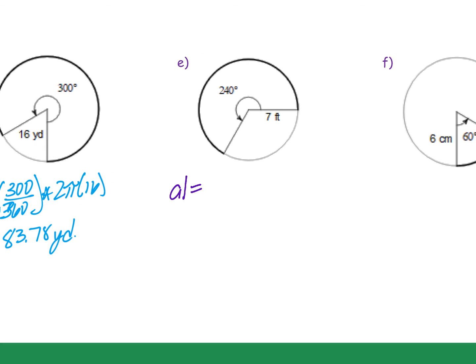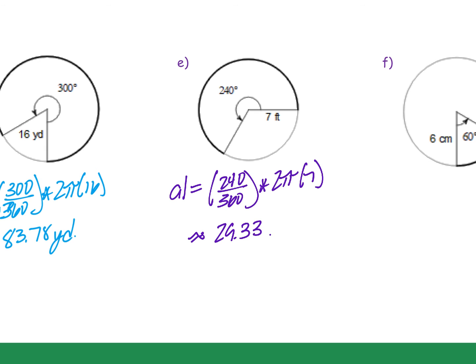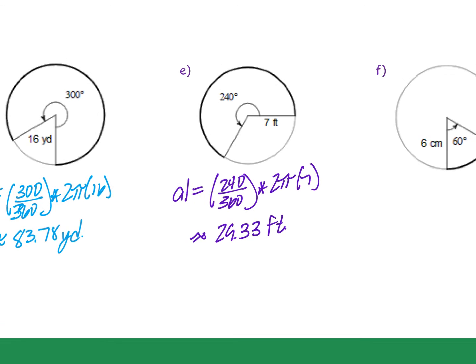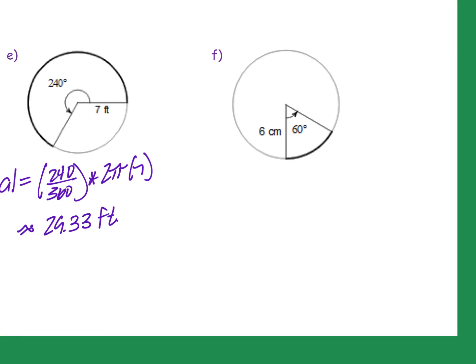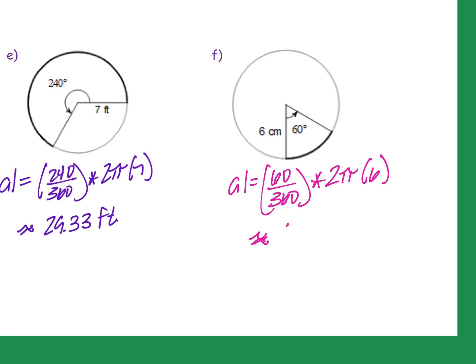Arc length equals 240 divided by 360 times 2 pi times 7, which is approximately 29.32 yards. 33 feet. 33. Oh, yeah. Actually, that's right. I meant to put 33. And then 6 feet over 360 times 2 pi times 6 is approximately 6.28 centimeters. Nice job.